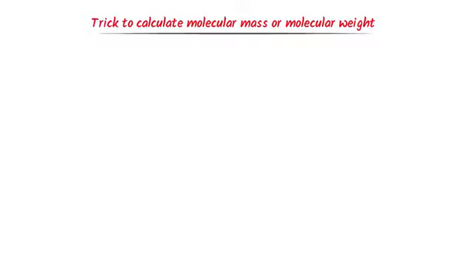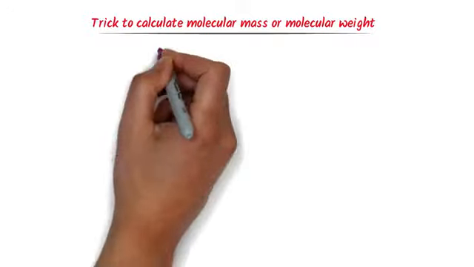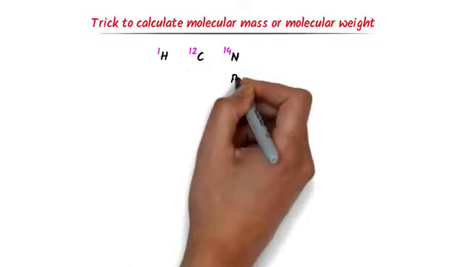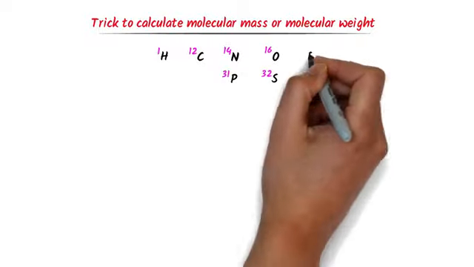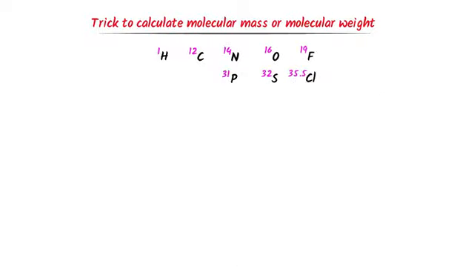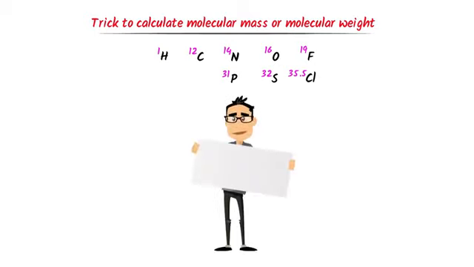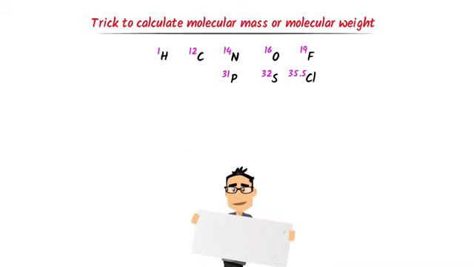Firstly, I write some common nonmetals like hydrogen, carbon, nitrogen, phosphorus, oxygen, sulfur, fluorine, chlorine and bromine along with their respective atomic masses. If you want to learn the super easy trick of memorizing the first 20 elements of the periodic table with atomic numbers and atomic masses, watch our video and its link is given in the description.